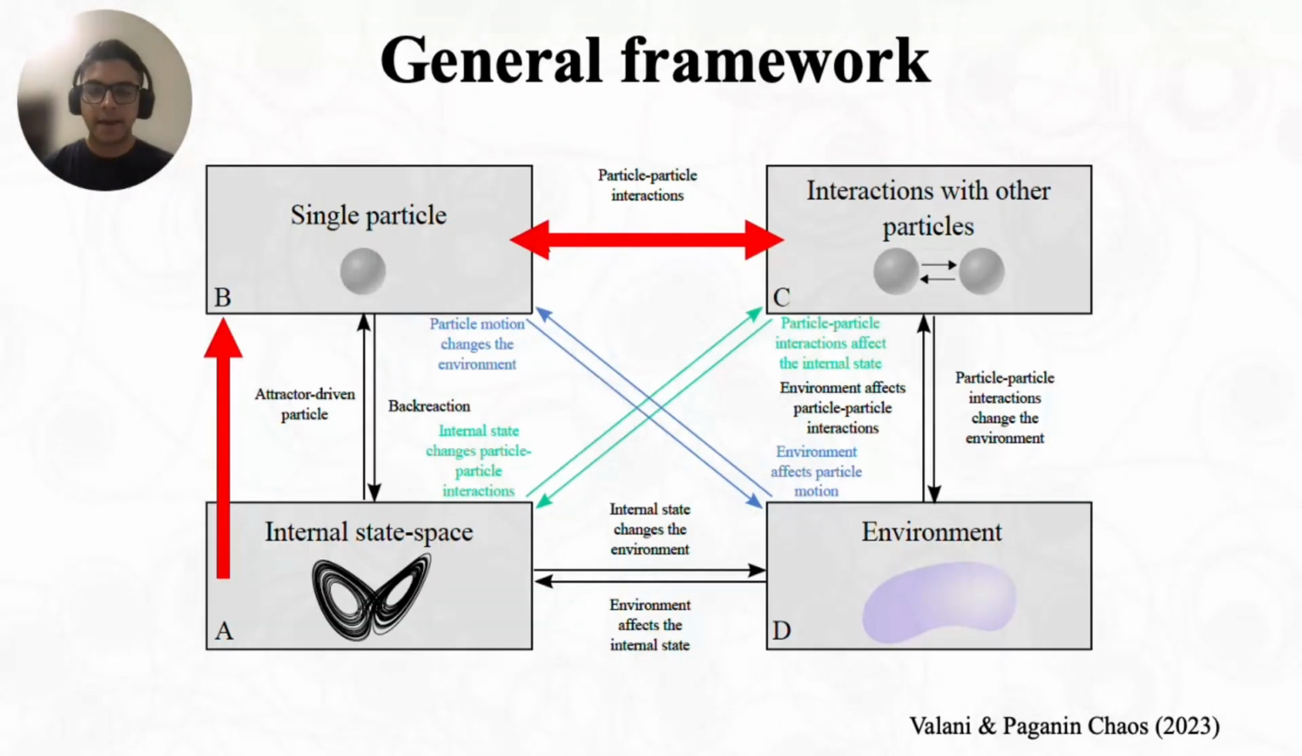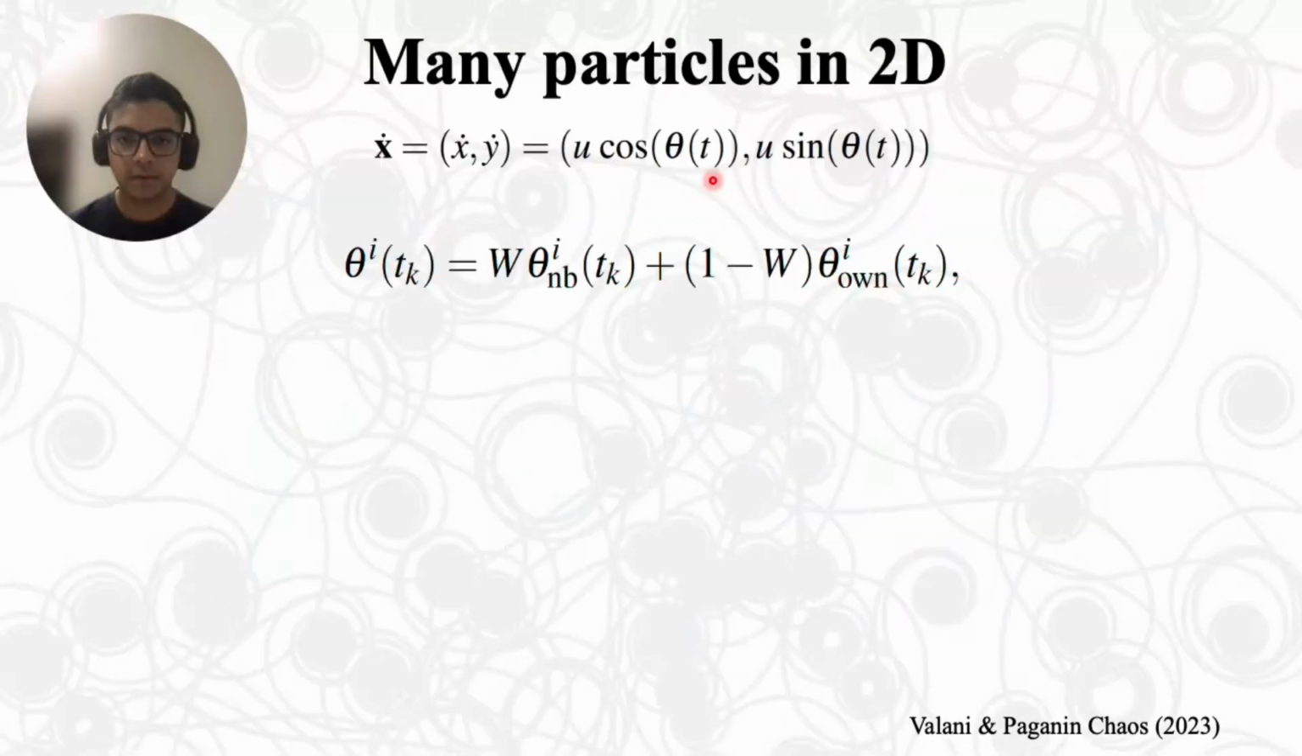All right, so let me end by providing another example of our attractor-driven matter framework. We'll now consider a collection of attractor-driven particles with interparticle interactions between them. So we consider the 2D attractor-driven particles that I presented before, and we add two ingredients to these 2D attractor-driven particles.